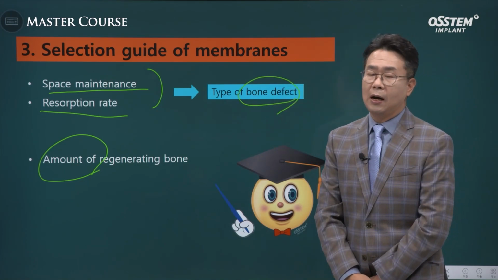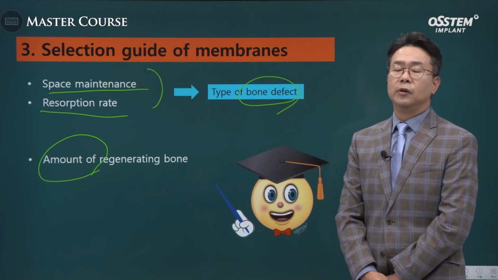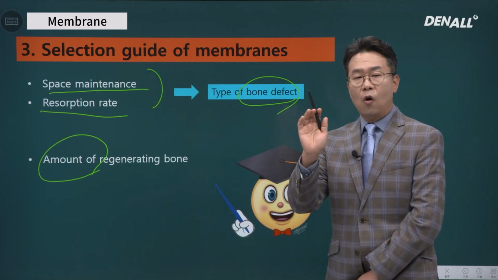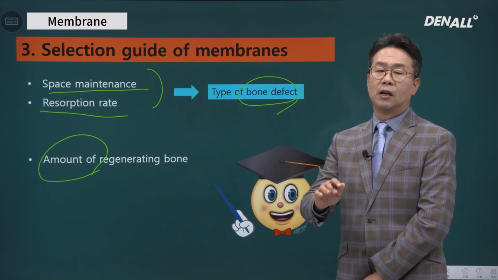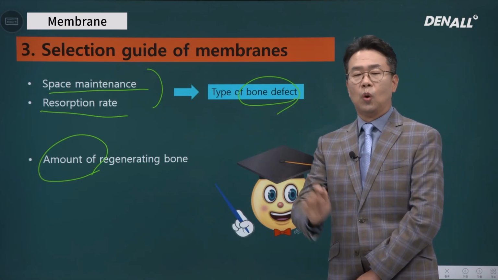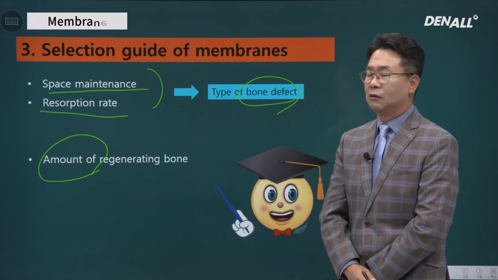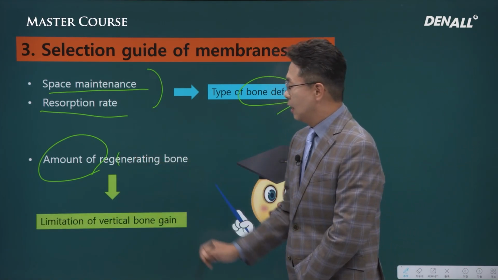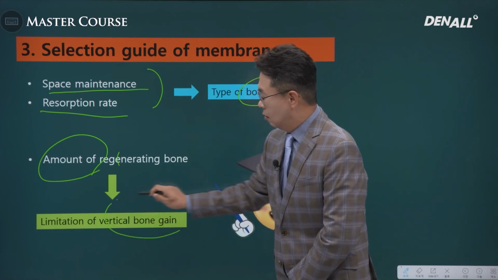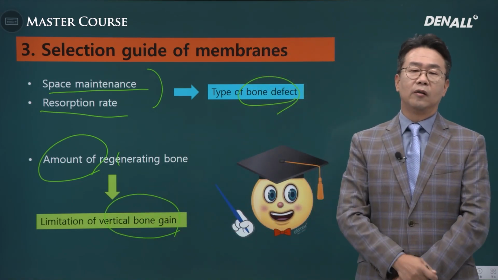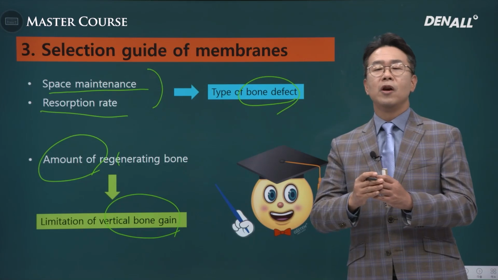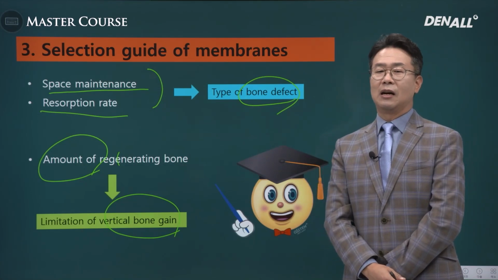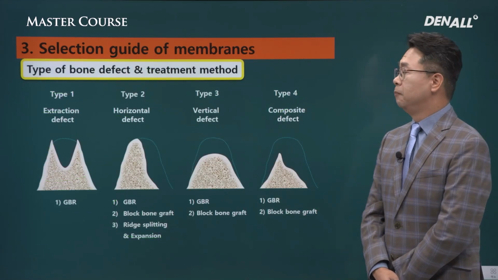We first need to understand the bone defect type first, whether this is a vertical, horizontal, or composite defect. Following that type, we need to choose the right options for space maintenance and choose the material with the right resorption rate. Be it vertical or horizontal defect, we need to understand how much bone regeneration we can achieve by using different types of membranes. Bone defects.